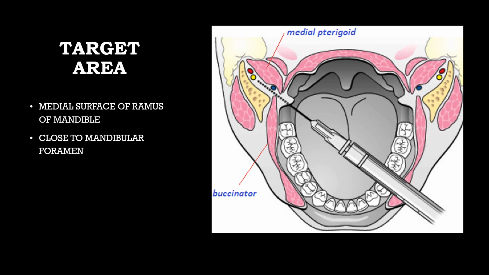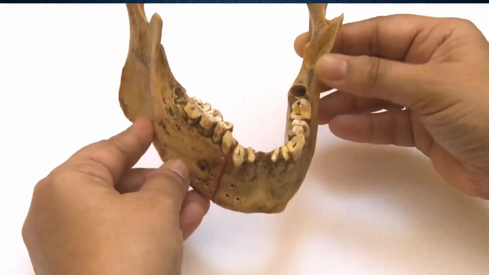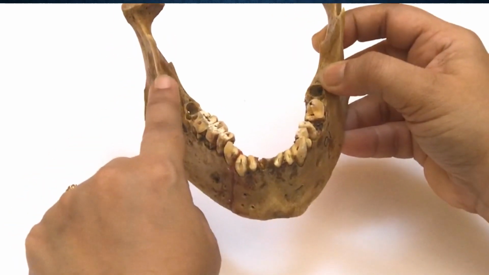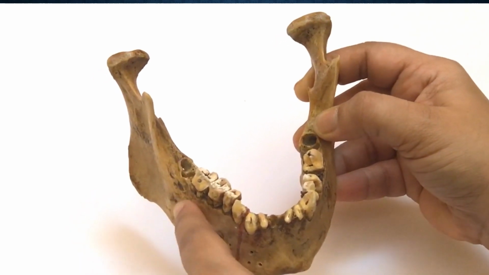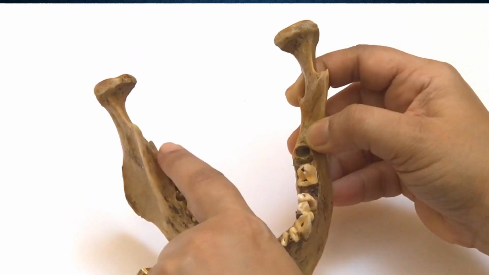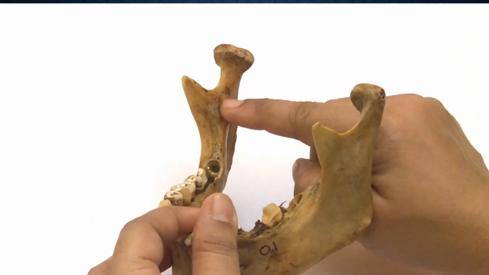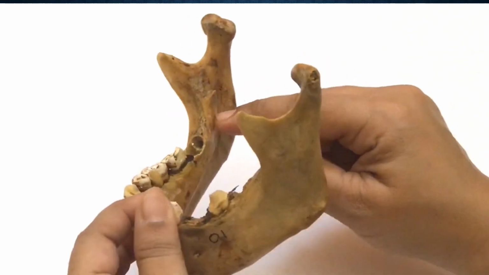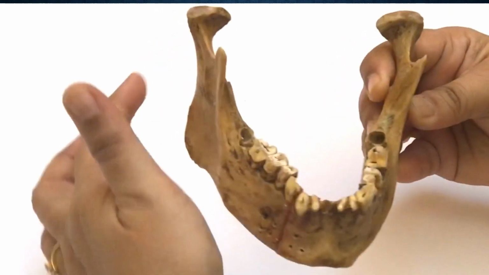So during our inferior alveolar nerve block, our target area would be to reach the medial surface of the ramus of the mandible as close to the mandibular foramen as possible. So let us now identify the various landmarks that are required for giving an inferior alveolar nerve block. That is the anterior border of the ramus, which continues downwards as the external oblique ridge. That is the internal oblique ridge. That is our target area, which is the mandibular foramen region on the medial surface of the ramus of the mandible. That is where our needle will be finally reaching.